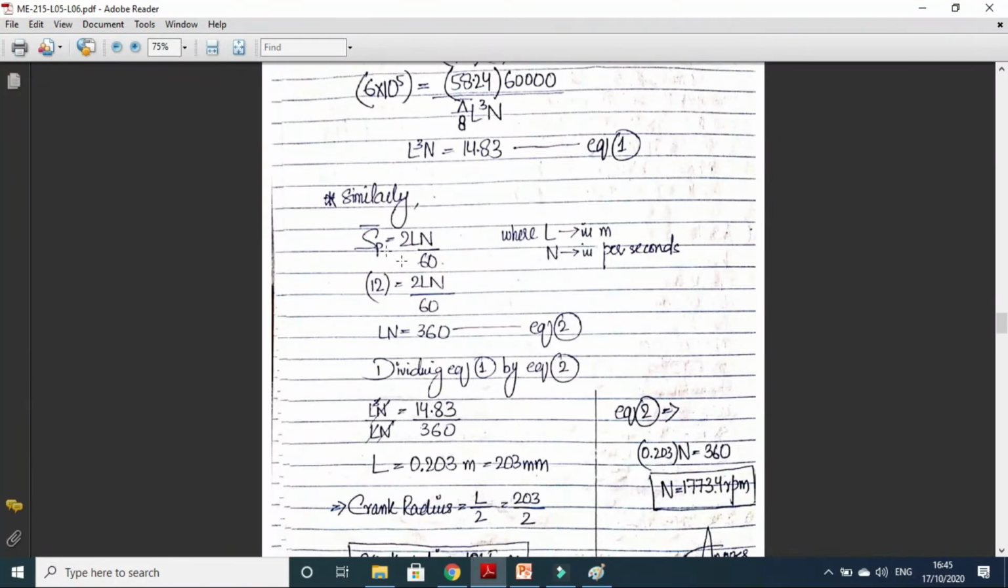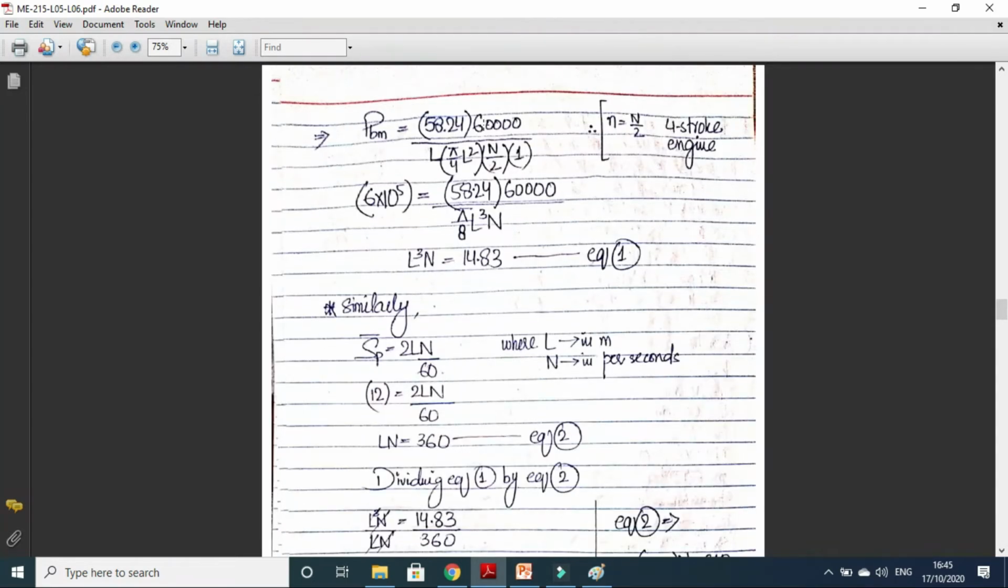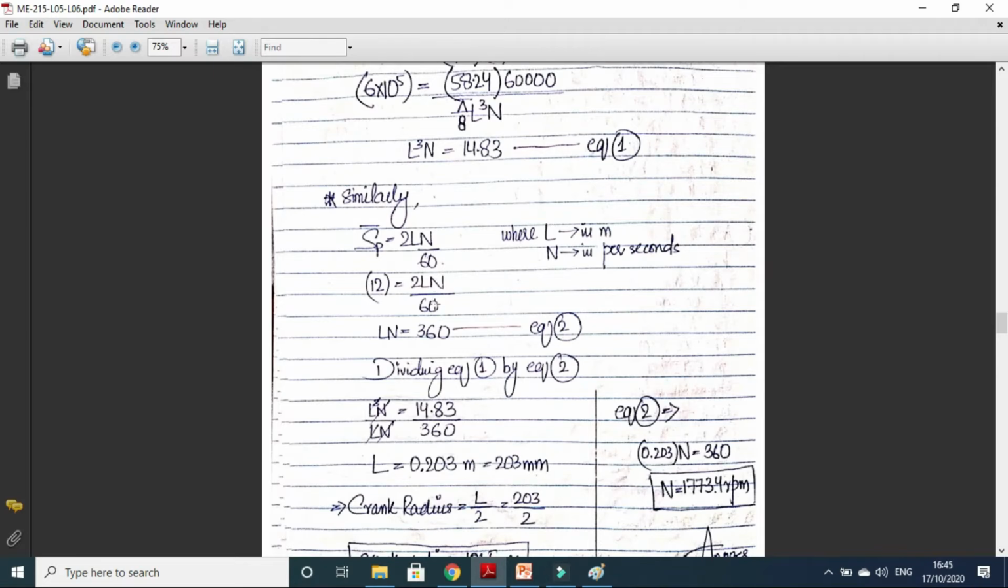So the mean piston speed formula is 2LN, and if you want to put N in rpm, like here we have done it, we have also put N in rpm, so we need to divide by 60. So you can directly put N in rpm. So Sp is 12, so LN will come out to be 360.